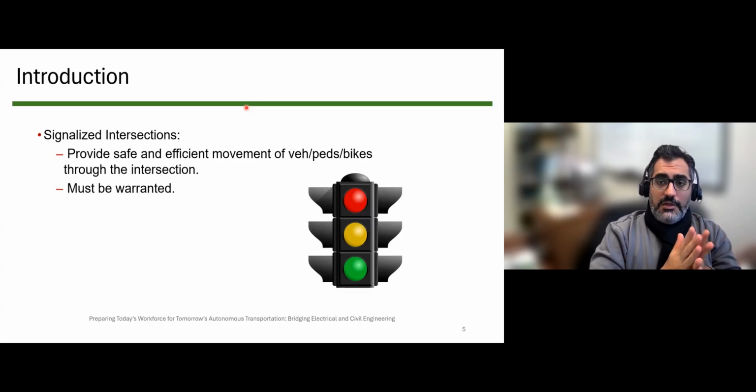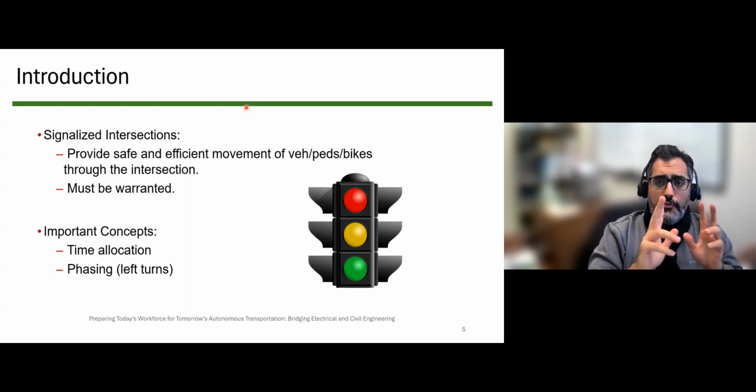Signalized intersections must be warranted. So you saw that we have three levels, and we only go to level three if there is a need for that. The Manual on Uniform Traffic Control Devices, MUTCD, has clear guidelines on the warrants related to implementation and installation of traffic signals. Outside the scope of our work, I just want you to know that there is such information provided.